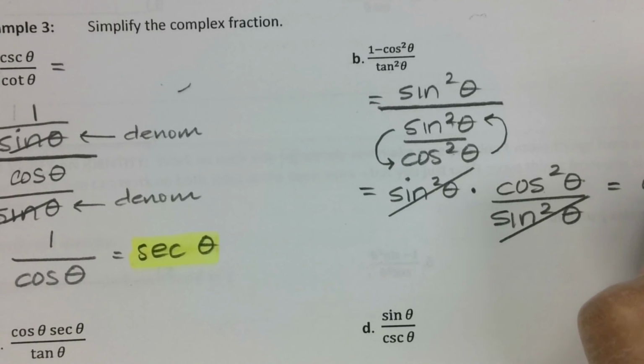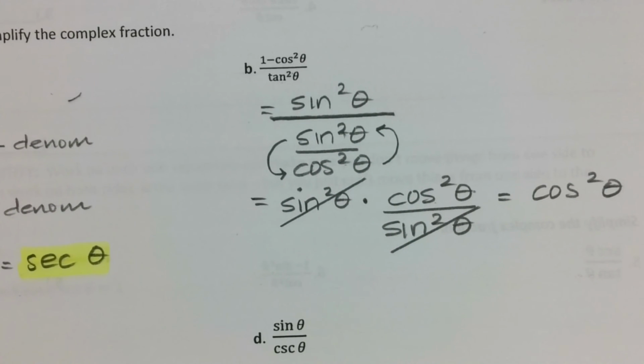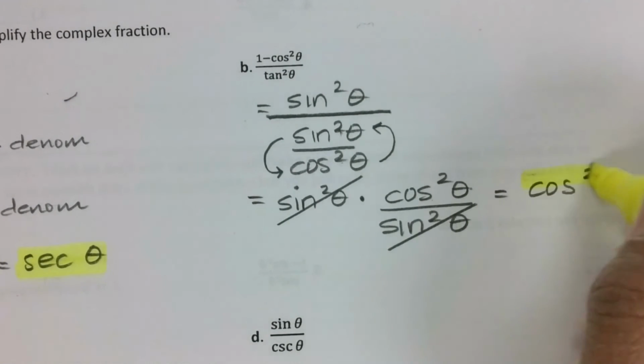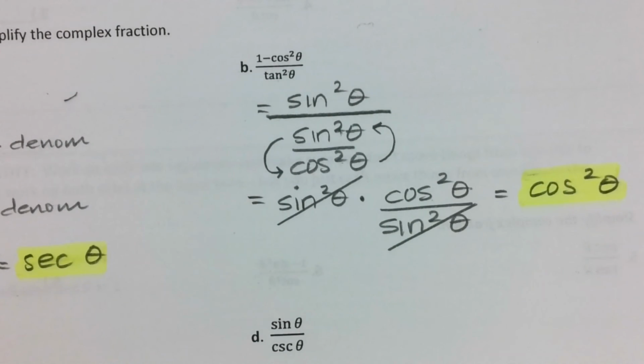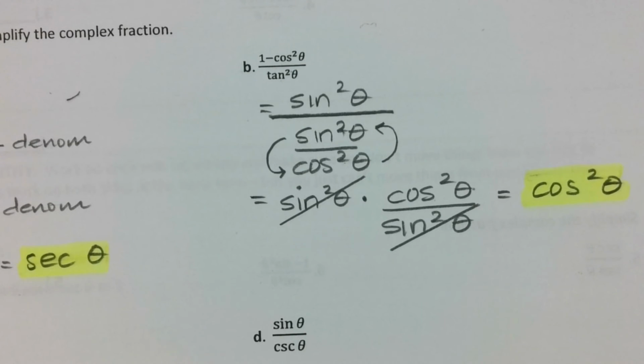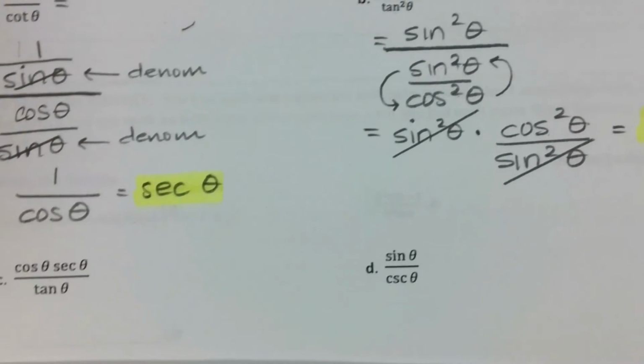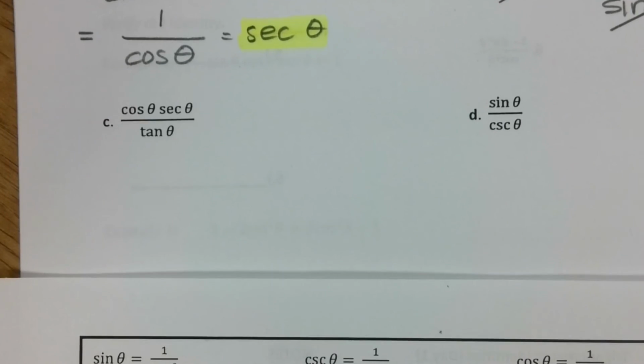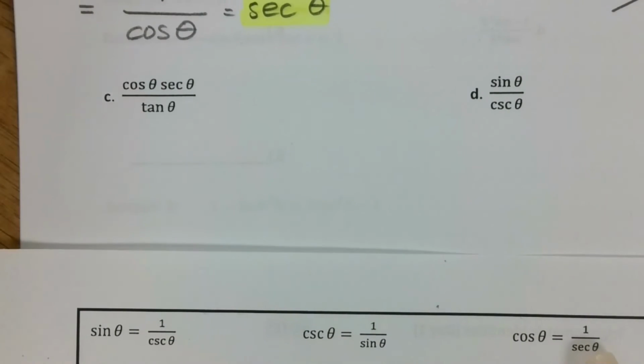And I get that simple trig function at the end. And so notice canceling is huge when it comes to simplifying these complex fractions. If you don't see cleaning up happening, you have substituted something wrong.